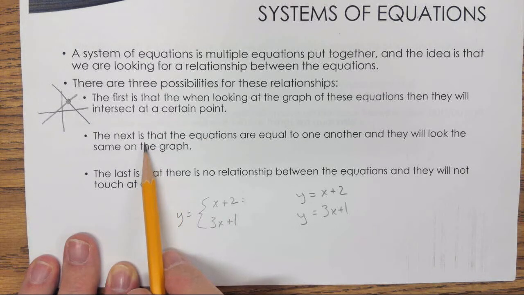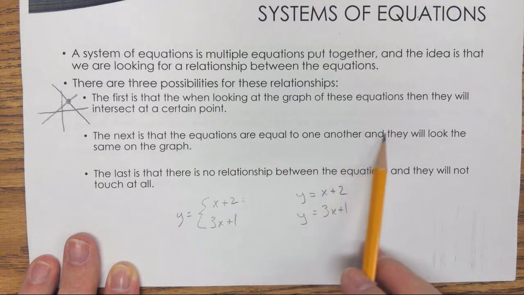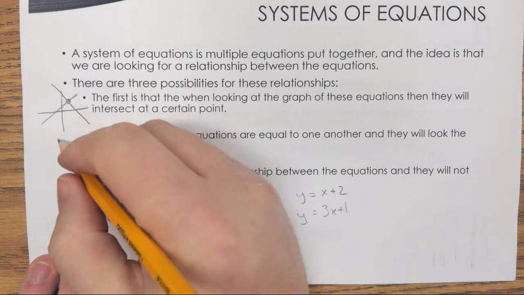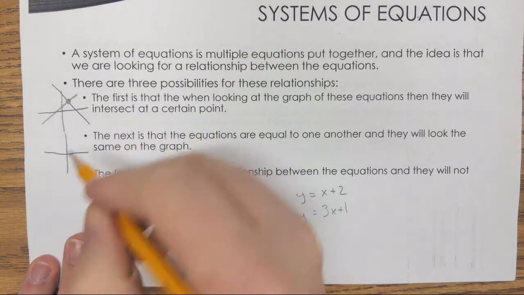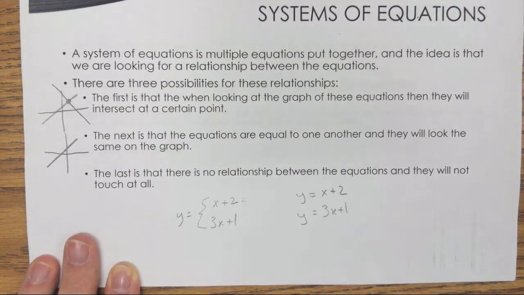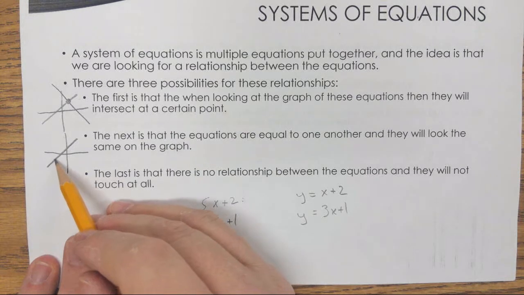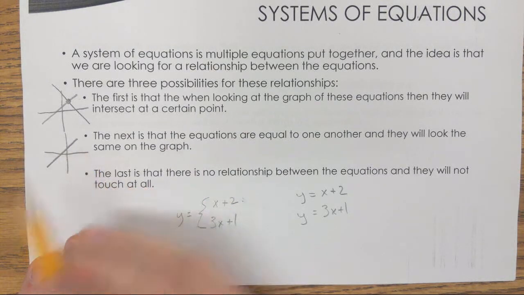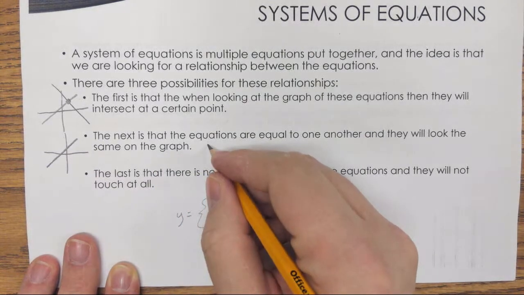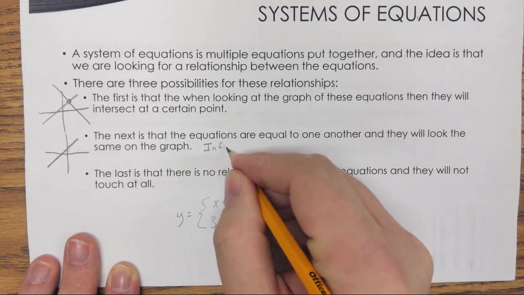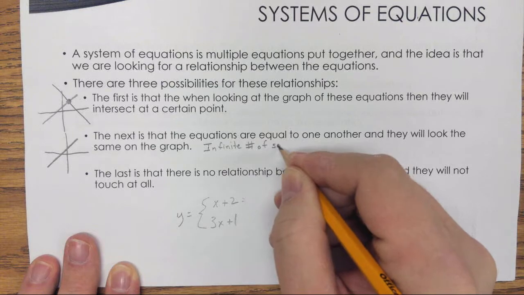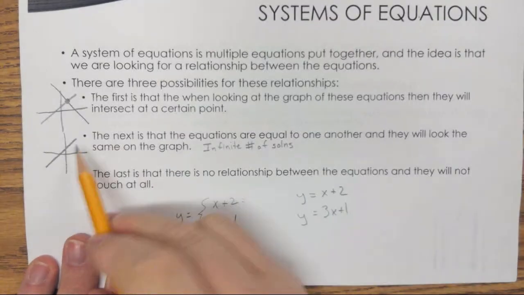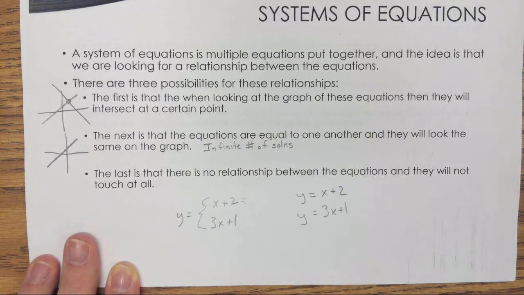The next relationship is that the equations are equal to one another and they will look the same on the graph. So if I'm graphing these guys, then I'll have a graph here, and I'll graph one line, and then I'll go to graph another one, and it'll just lay right over top of this one. And a lot of times when that happens, we'll say that there's an infinite number of solutions. Okay, because they're the same, so there's an infinite number of points where that intersects. This one, there's just the one solution. Okay.